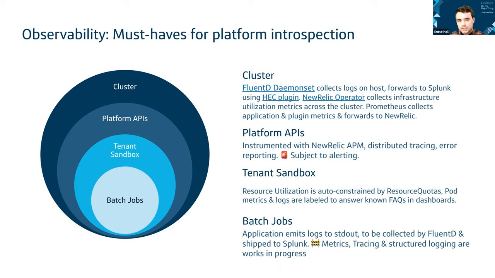And then the layer that we actually have control over is the platform APIs. Within that layer, we're implementing some very fine-grained instrumentation with New Relic APM. That allows us to have distributed tracing as well as error reporting. That error reporting has been really valuable for detecting very specific errors with our clients' code, and we're always leaning into improving the granularity of the errors that we're able to see in New Relic. And it's this layer that we're actually pointing all of our monitors for alerting.